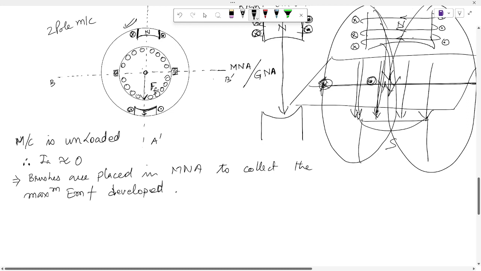Okay. So under no load condition there is no armature field. We have only the main field. There is no current flowing in these conductors, so there is no armature field now. But when the machine is loaded, what will happen?